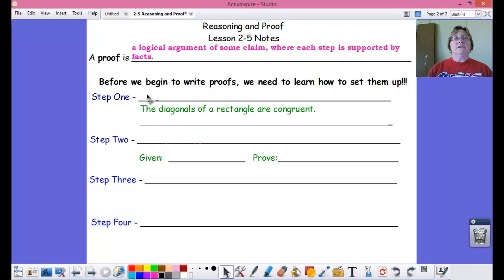As we go through this introductory section, we're going to be using this statement: the diagonals of a rectangle are congruent. And that's going to be our example as we work through the stages of setting up a proof. The first step is to rephrase the given statement as a conditional. That is, we want to write it as an if-then statement. One possibility for this one would be, if a figure is a rectangle, then its diagonals are congruent.